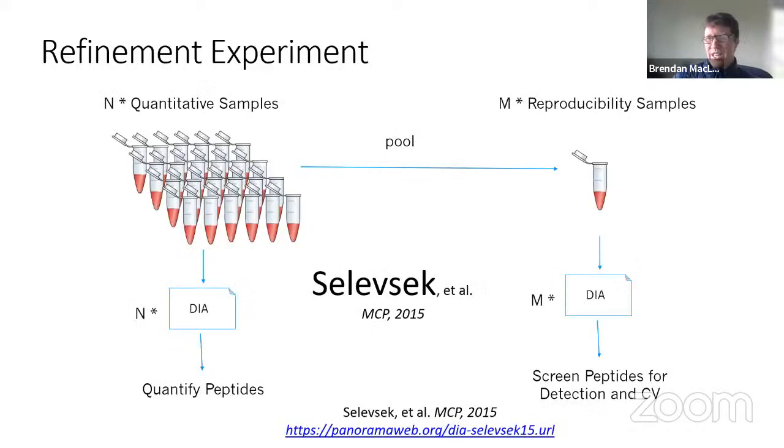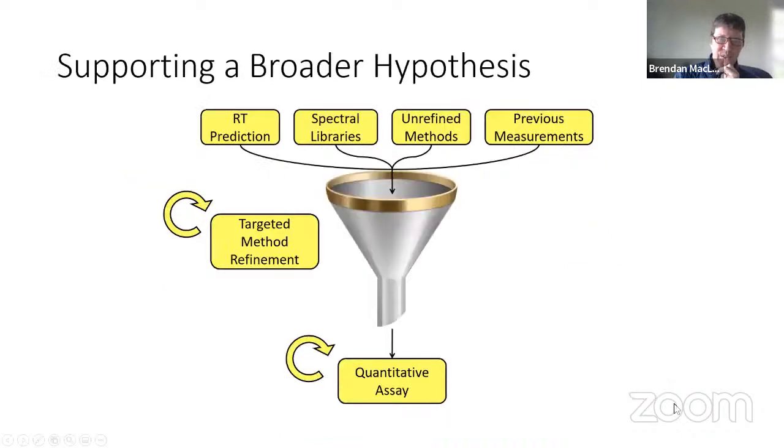So we could just ask, what was detectable at all? But we've chosen to do detection and CV. So we do both: is it detectable, and do we think it's got stable quantification? Those are the things.